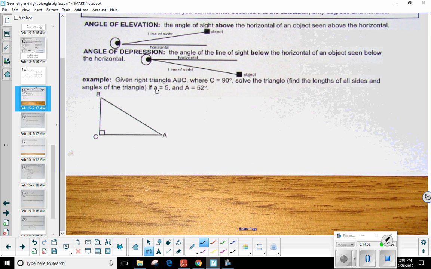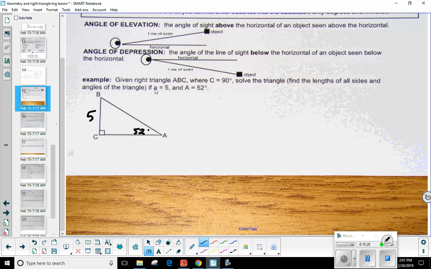So side a will always be opposite angle A. So I know this one here has got to be 5. Okay. So I also know that angle A is 52 degrees. Okay. All right. And it looks like I have everything I need. So where do you suggest I go now?